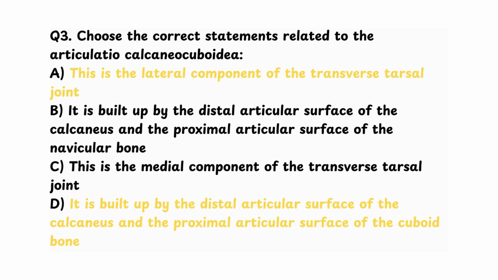And the correct answer is A. This is the lateral component of the transverse tarsal joint. And D. It is built up by the distal articular surface of the calcaneus and the proximal articular surface of the cuboid bone.